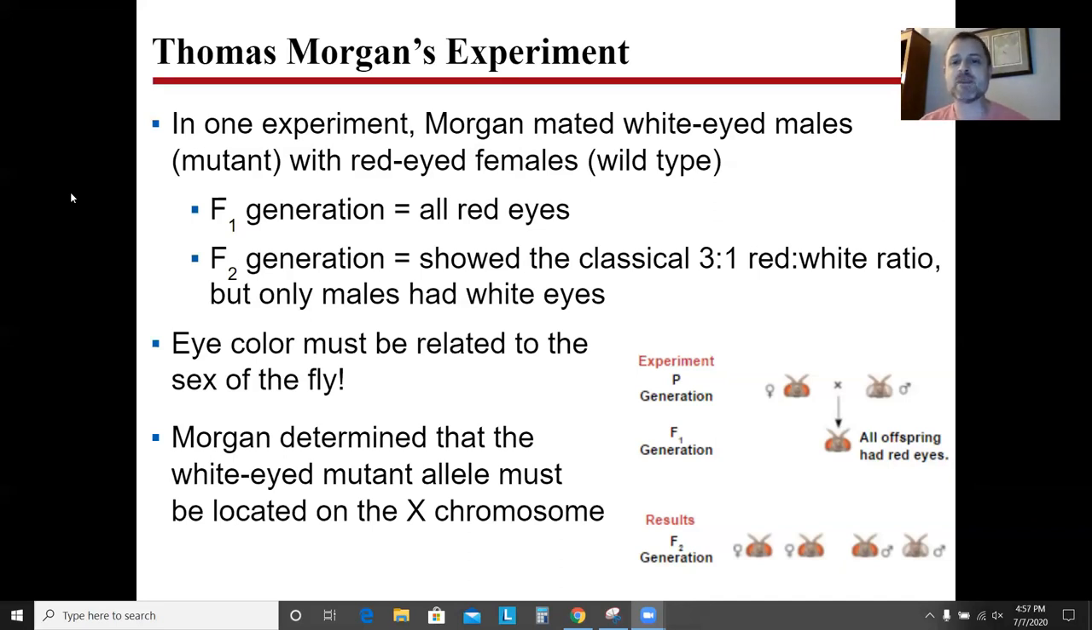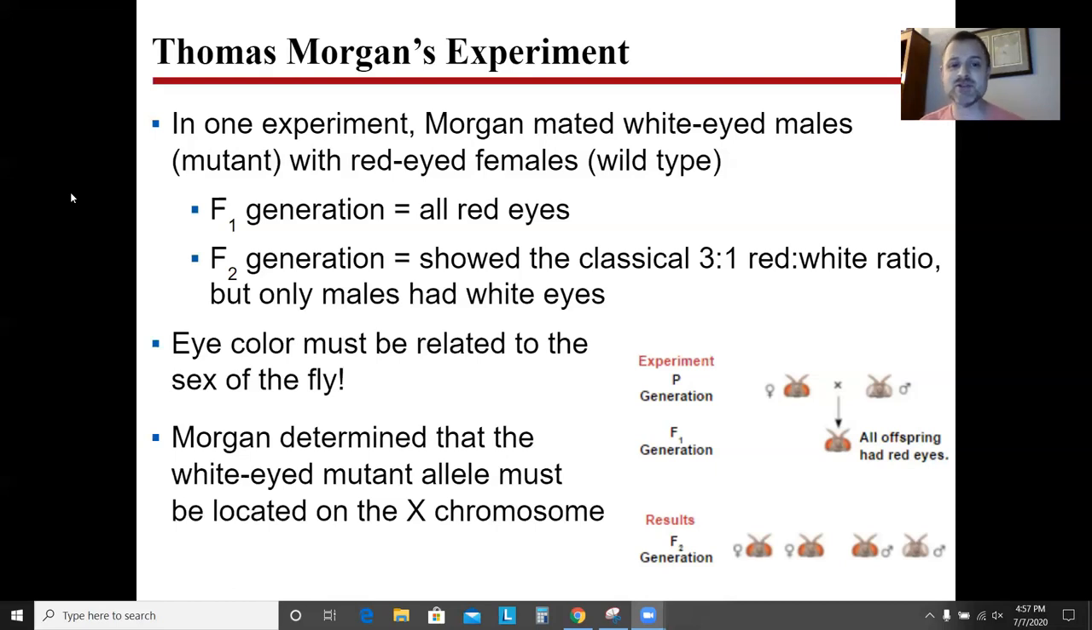When he would cross white-eyed males, okay, so a male with white eyes, with red-eyed females, which is the wild type. In the F1s, all the flies had red eyes. So far, this is just like Mendel found with pea plants. Cross a purple plant and a white plant, in the F1s, they're all purple.